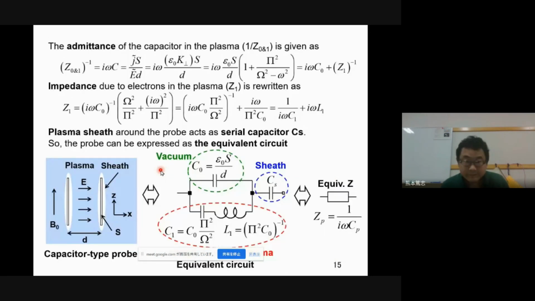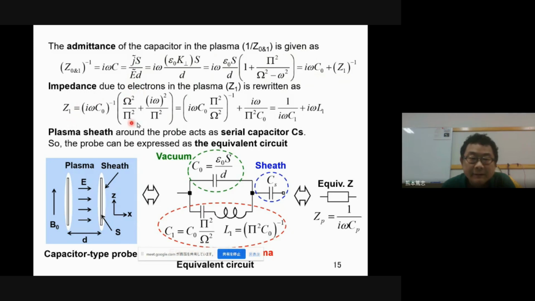And the admittance of the capacitor in the plasma is given by dividing current by voltage, and you can obtain the admittance of the capacitor. By using the current in the plasma, we can obtain this equation. And it is the same as the admittance of the parallel circuit of C0 and Z1.